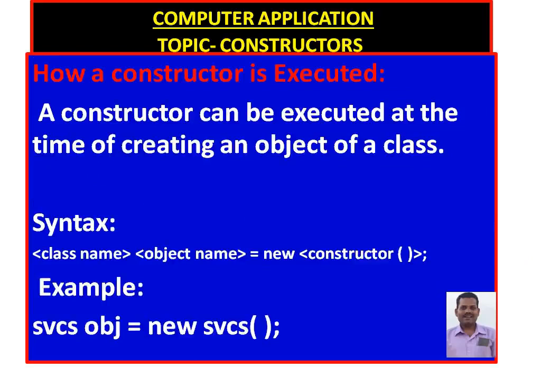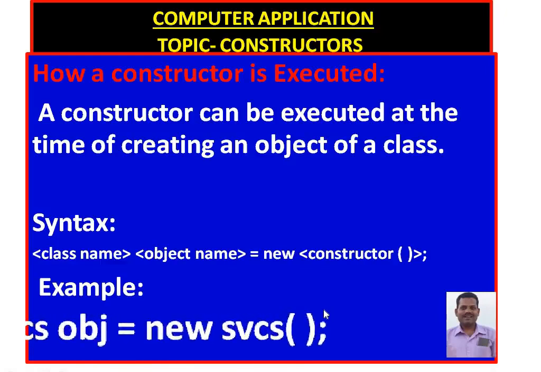Next we are going to learn how a constructor can be executed. A constructor can be executed at the time of creating an object of a class. Syntax: class name, object name equal to new constructor name. Here is the name of the class, look at your class name SBCS, and the name of the object. For example, I gave here obj equal to new SBCS. So this is the general syntax of how an object can be created, and this is the example taken.